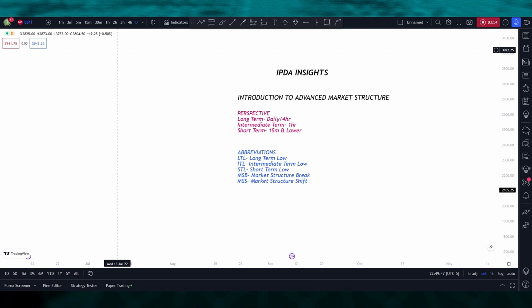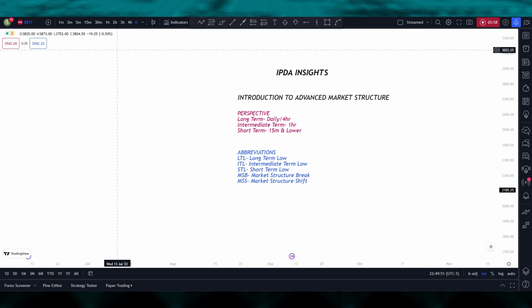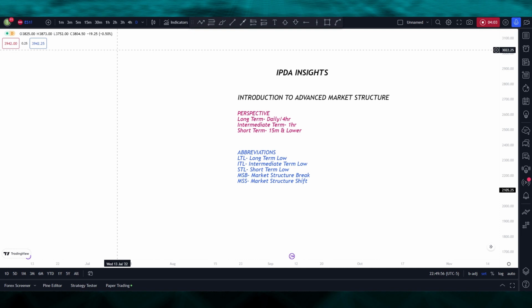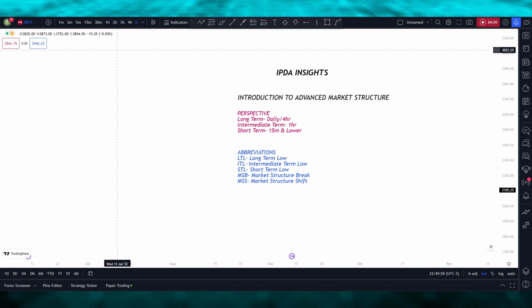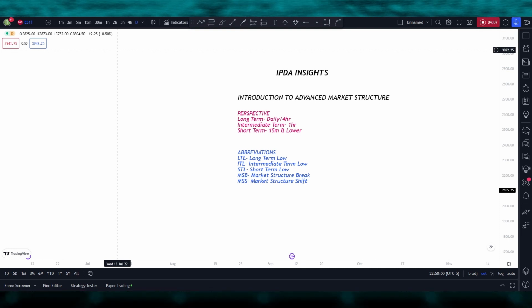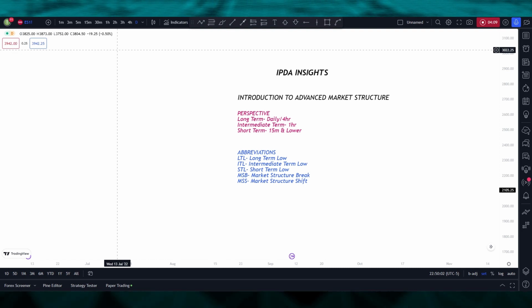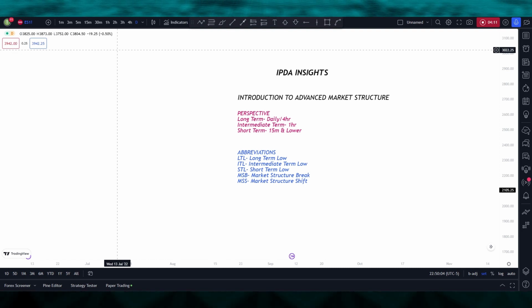There's a lot of content in the strategy, and we're just putting this out because it is a prerequisite to our strategy. You need to be learning this before you can actually have a chance at grasping whatever the strategy entails, which is very, very interesting. Far more interesting than anything you've probably seen or been through. So let's start off with our long term low.